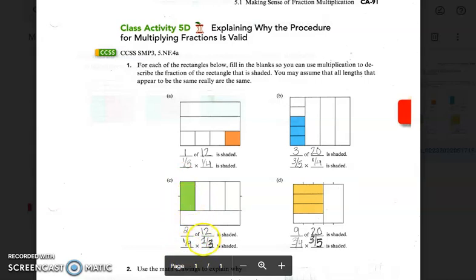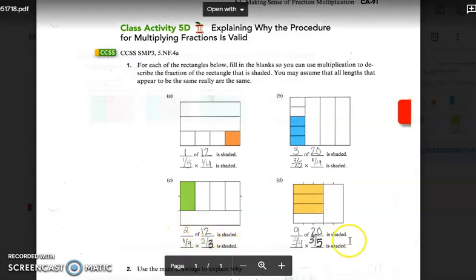And of those pieces, to figure this out, we could see that there'd be 1 box here and 1 box here. So there's 2 out of 12. And that can be done multiplying as well. 1 times 2 is 2, and 4 times 3 is 12.